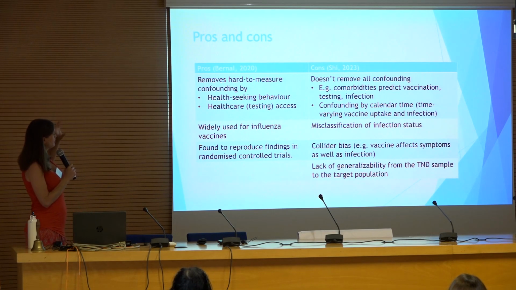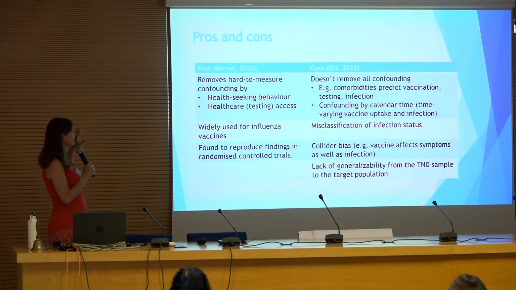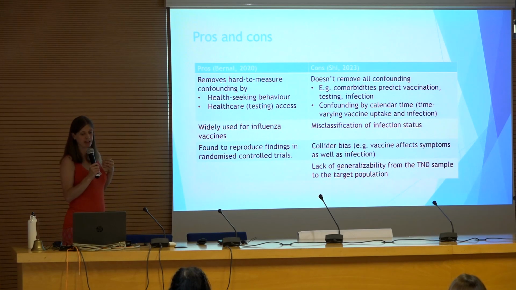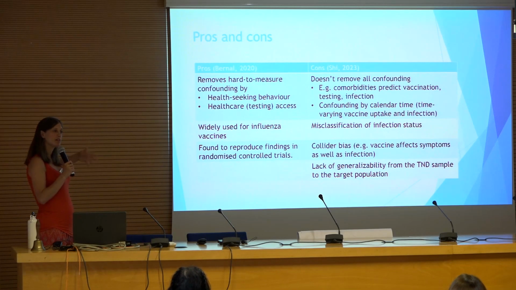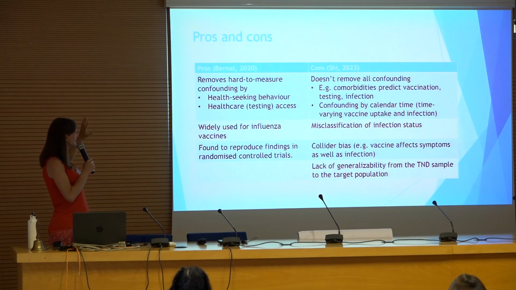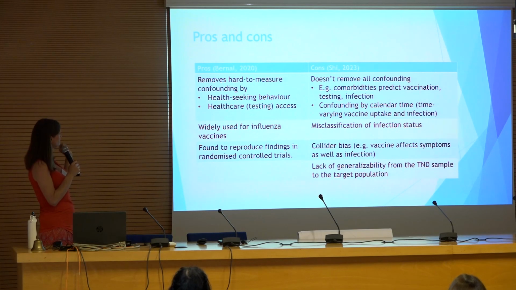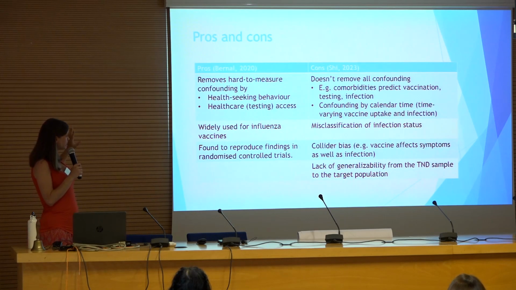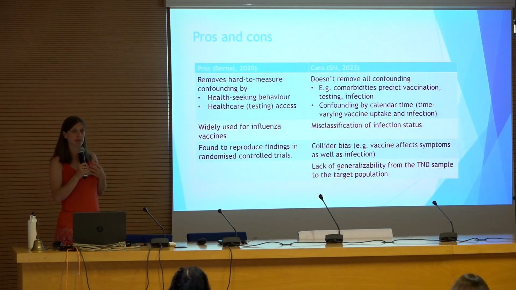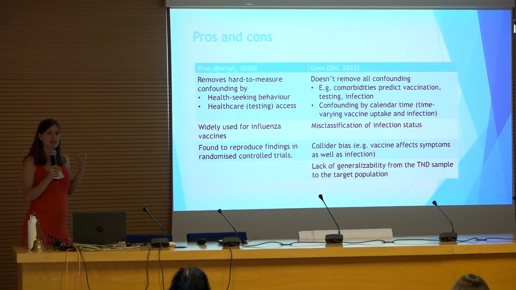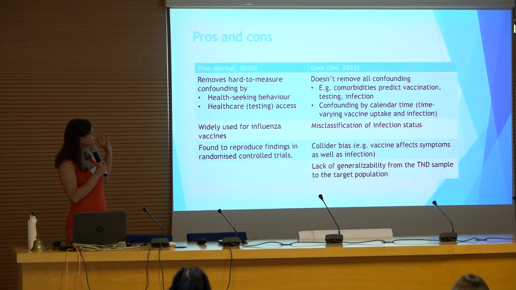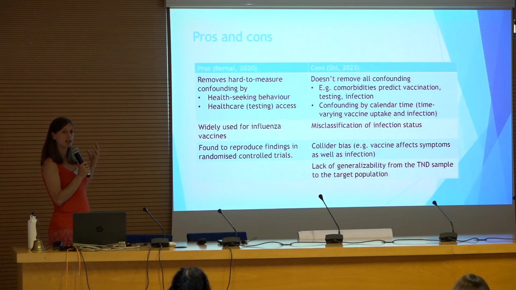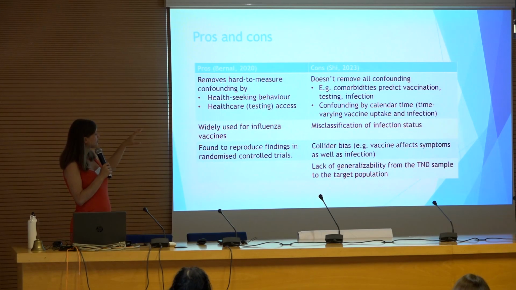So it's good because it was designed to remove hard-to-measure confounding, particularly in terms of health-seeking behaviour and testing access. So it might take account of those sorts of things, like vaccine hesitancy, as well as part of that. That's the hope. It's widely used, so there's a long history of use in influenza, and generally in the influenza setting, it's been found to reproduce results from randomized trials quite well. There's been a flurry of publications about should we be using this design in COVID, and there's a lot of criticisms. It doesn't remove confounding, so we still have to worry about unmeasured confounding. And there's a number of other potential biases that we need to think about.